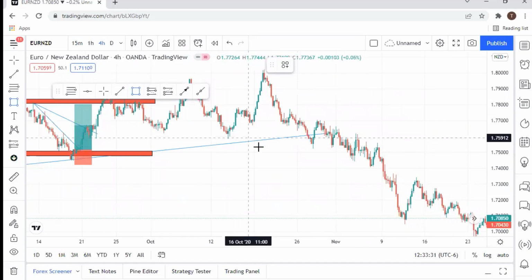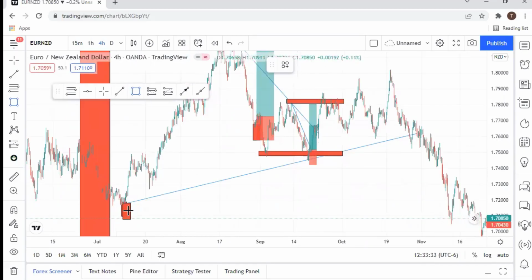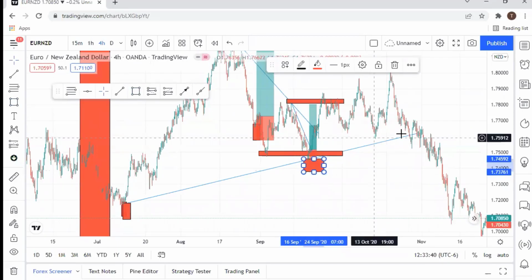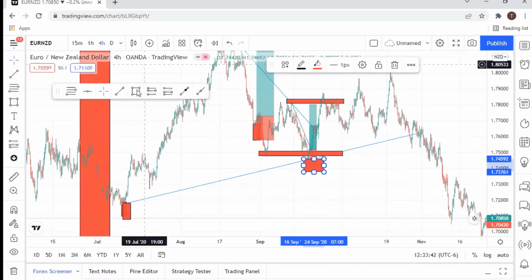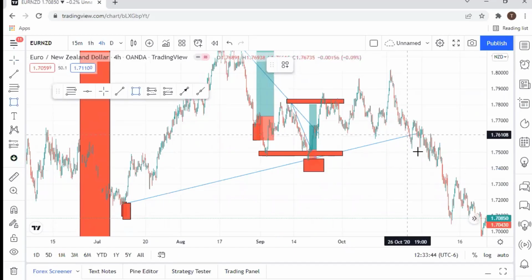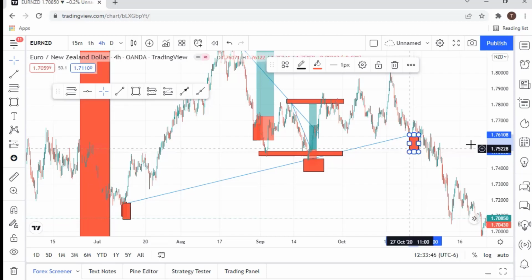Okay, so this happens to be our first touch here. Then here's our second touch. Our second touch is going to be here. All right, and our third touch obviously is going to be here. So here is where we pay attention, which happens to be the third touch.